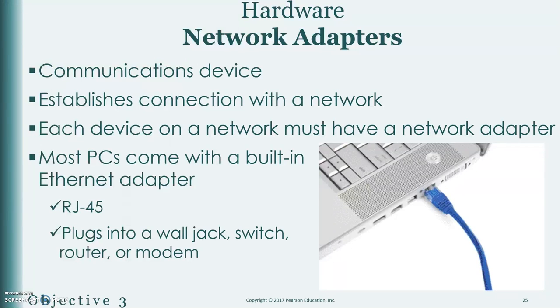Each device that connects to a network must have some type of network adapter. Most PCs come with a built-in Ethernet adapter, also known as an RJ45, hence this right here. And this adapter just looks like a large phone jack. The cable that's actually used is called either a twisted pair, or Ethernet cable, or Cat5 or Cat6. Depending on the size of the network you are connecting to, the other end of the cable is going to plug into either a wall jack, a switch, a router, or a modem.